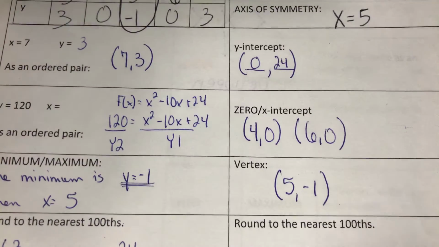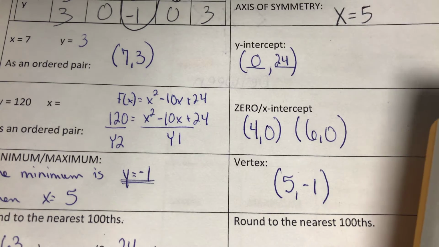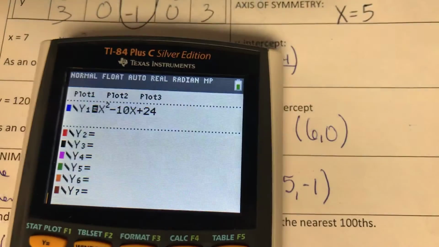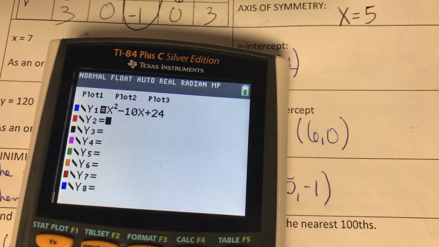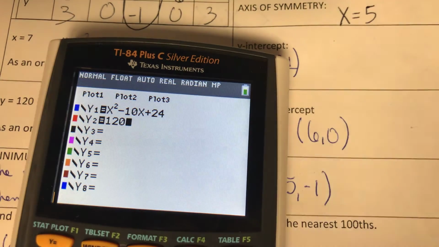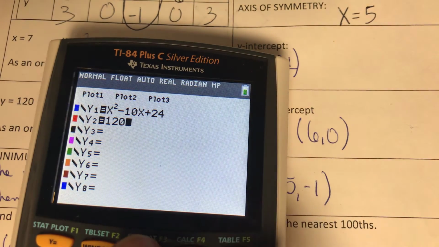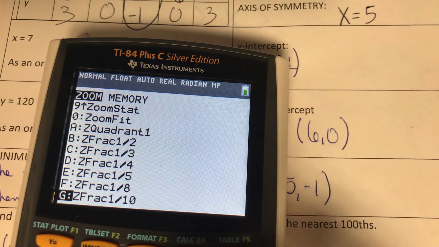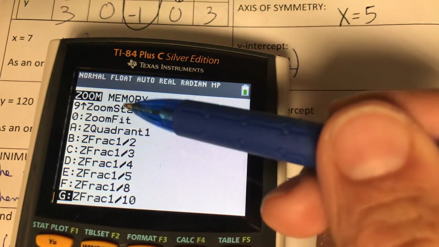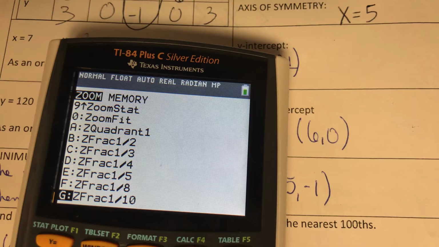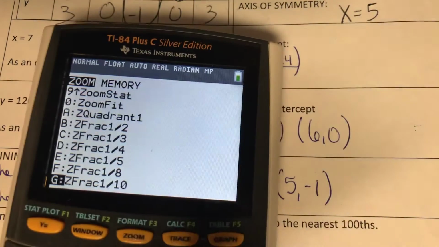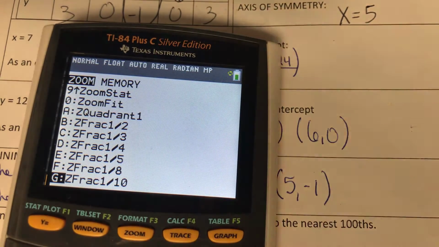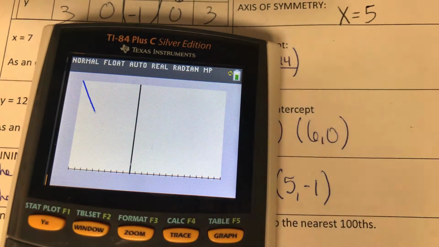This is our chapter of systems of equations. So I'm at y equals. I've got y1 filled out. I'm going to put 120 in for y2. And my goal is just to see where these two meet. So the easiest way to probably start doing this is to do zoom fit. So zoom fit is zoom 0, if you can see that here. So it's just faster at this point to press zoom 0 instead of scrolling up and down. And I'm hoping I can see where these two meet.